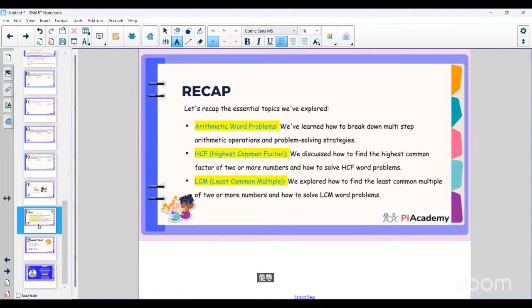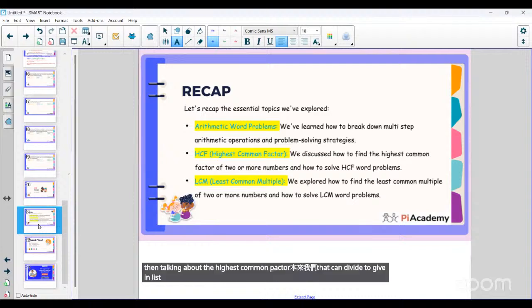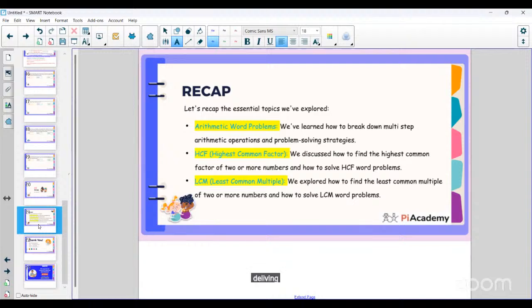Then talking about the highest common factor, well, highest common factor tells you what is the biggest number that can divide the given list of numbers without leaving a remainder. And lowest common multiple is the smallest multiple.